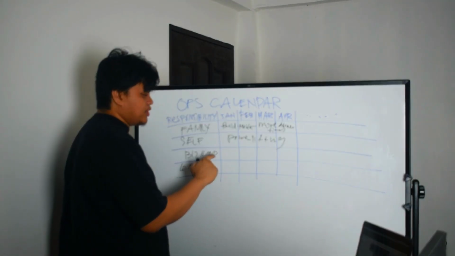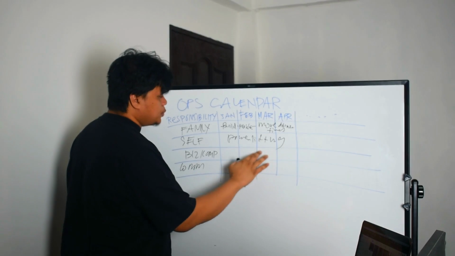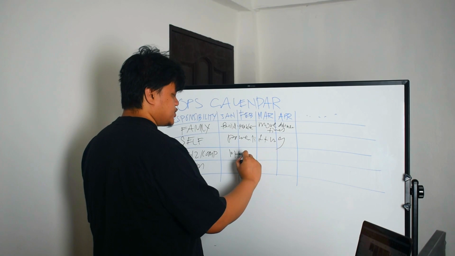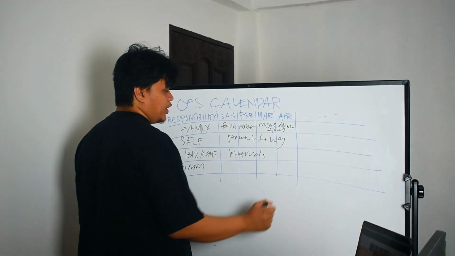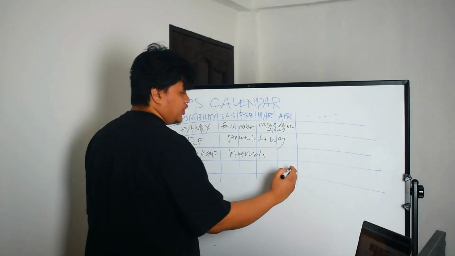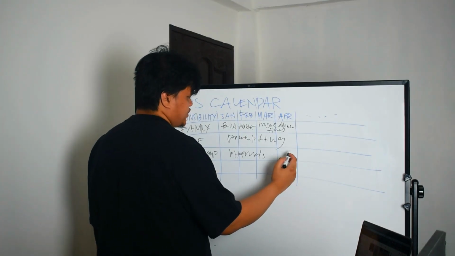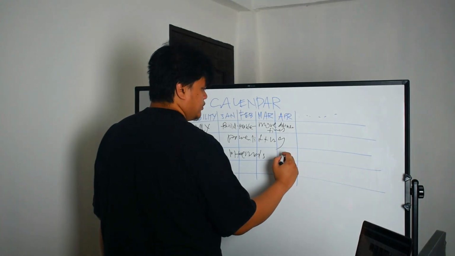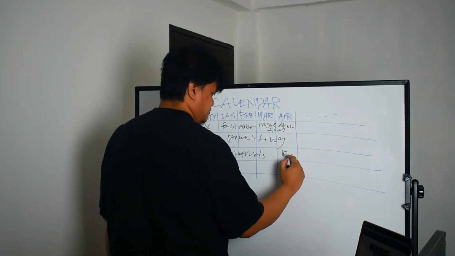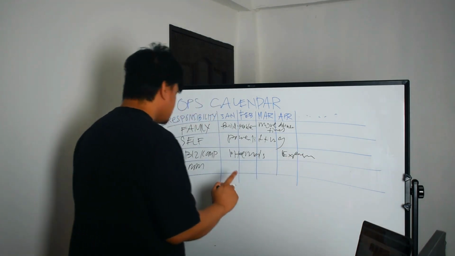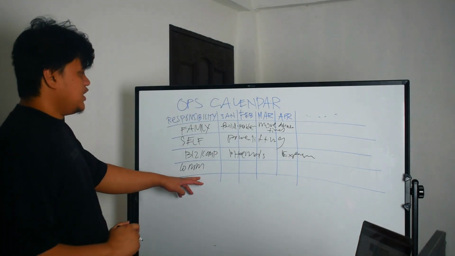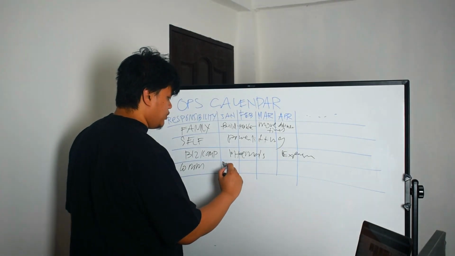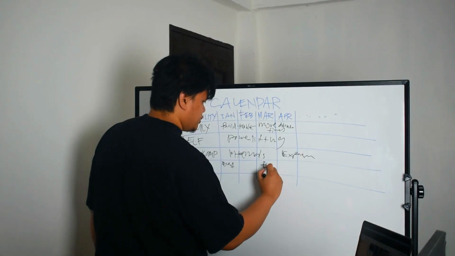Then for my business or my company, for the Q1, let's say I want to focus on the internals of the company. And then for April, I want to focus on, let's say, expansion, right? And then for community, let's say we have an event in January, an event in March.